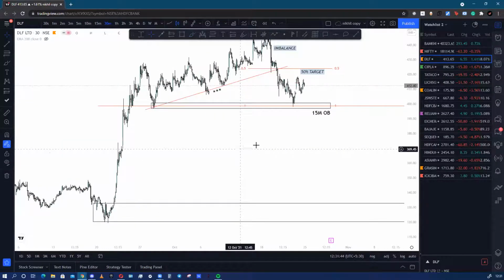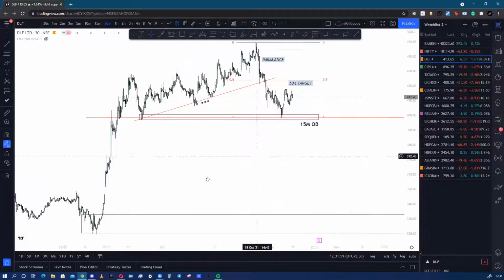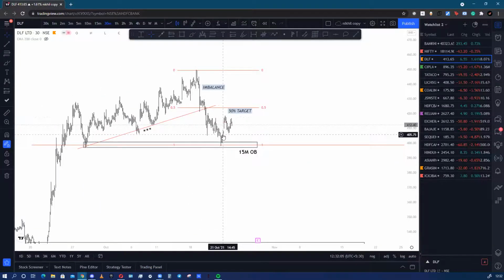Okay, and the second and last factor is that on 28th of October, there is a result of DLF. I think it will be a good one. All right. And if you get any entries during the consolidation, I think it will either go up, or it will go for an accumulation and then it will go up.